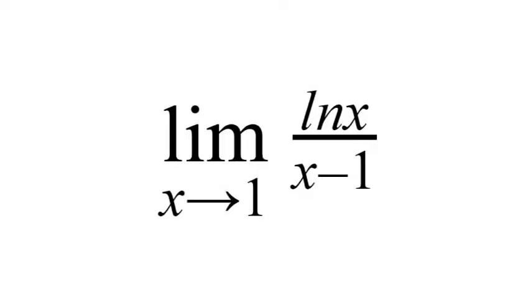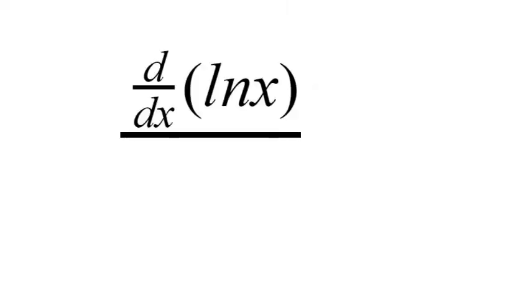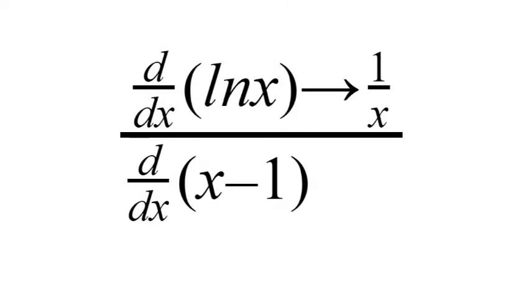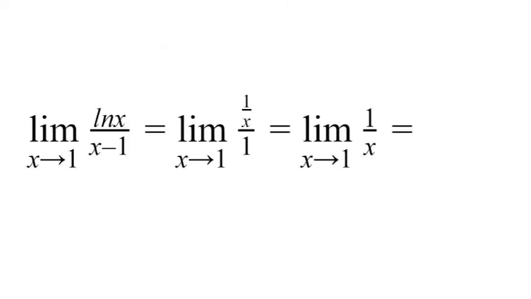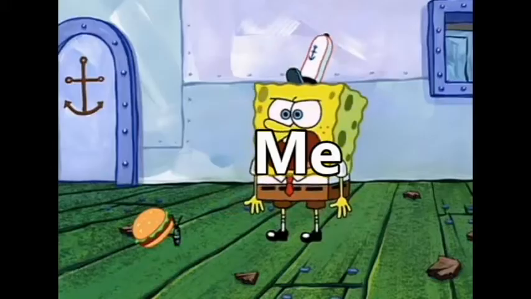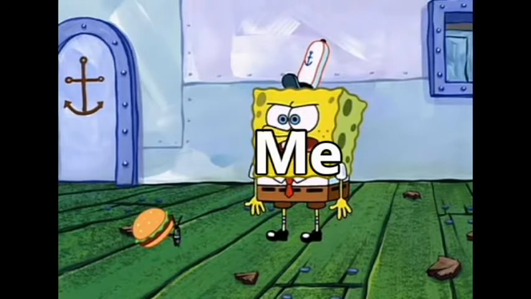So, going back to the examples, the limit as x approaches 1 of ln of x over x minus 1. You take the derivative at the top, you get 1 over x. You take the derivative at the bottom, you get 1, which ensures that the limit as x approaches 1 of (1 over x) over 1 equals 1. Yay, determinate forms. Victory screech!